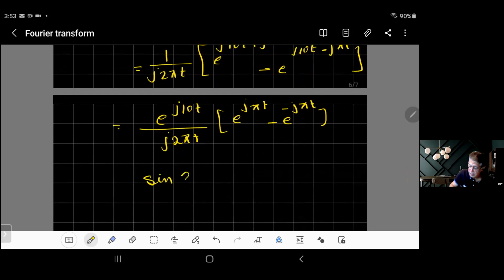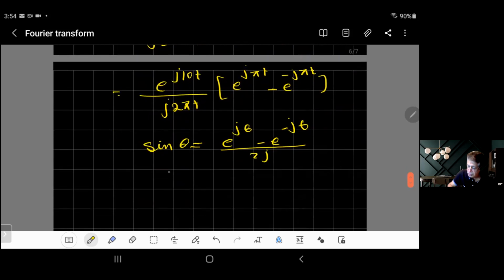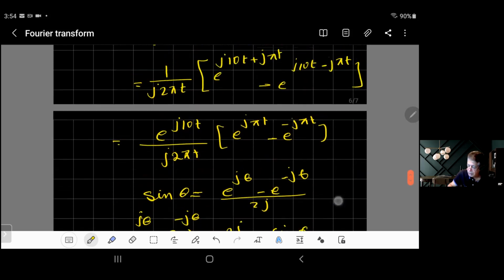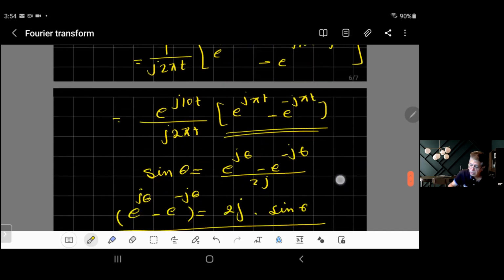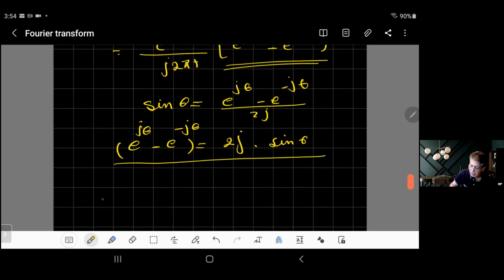When we say sine theta, it's equal to e^(j theta) minus e^(-j theta) divided by 2j. From this expression, we can say that e to the power j theta minus e to the power minus j theta will be equal to 2j times sine theta. We're going to use this expression in this one. So this one is constant first.